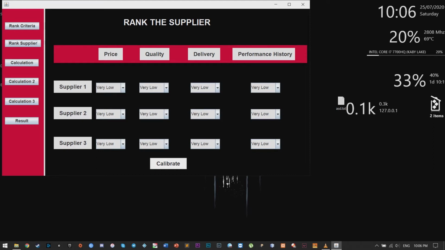Next is to rank the supplier. We rank accordingly with the supplier and the criteria, such as the price of supplier one, the quality of supplier one, delivery of supplier one, and the performance history of supplier one. I will rank them randomly by assuming what supplier 1, supplier 2, and supplier 3 are. As a contractor, they should know what supplier they want to compare with.